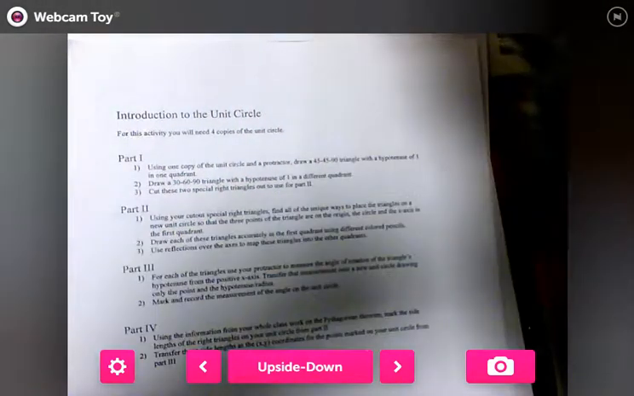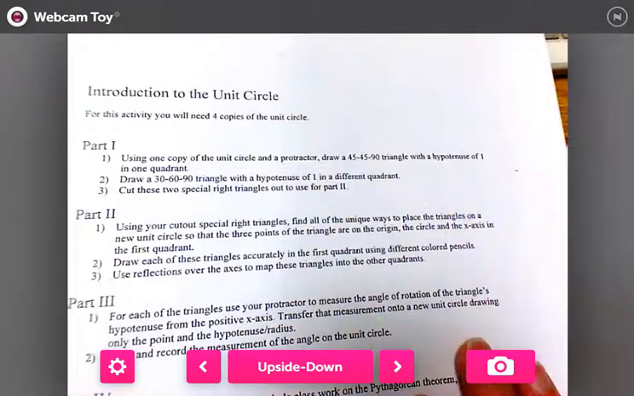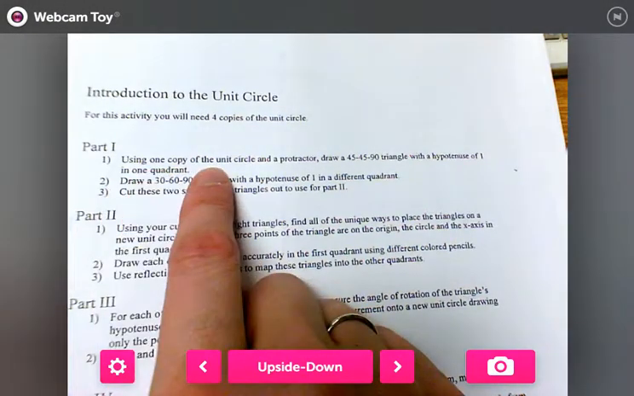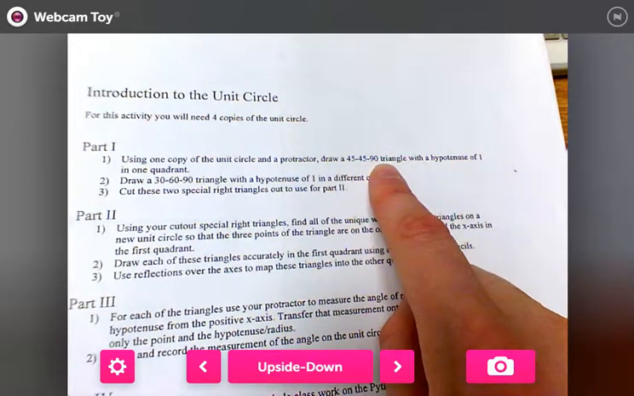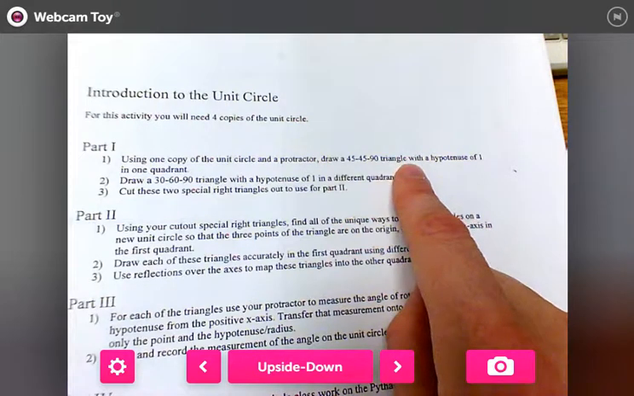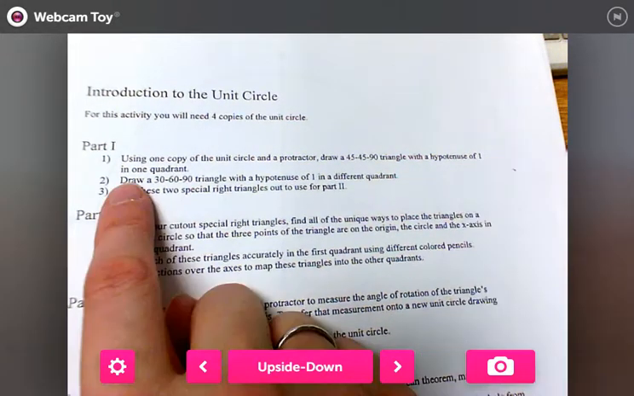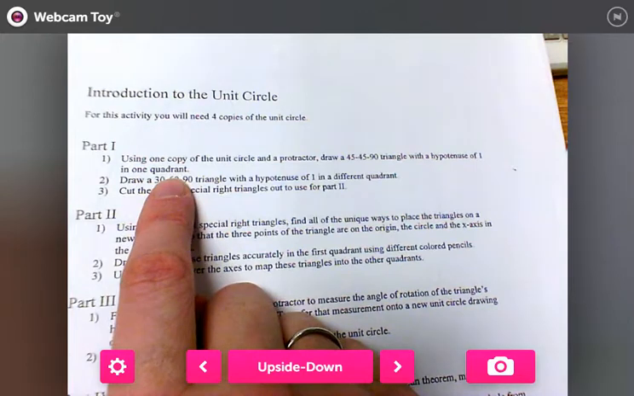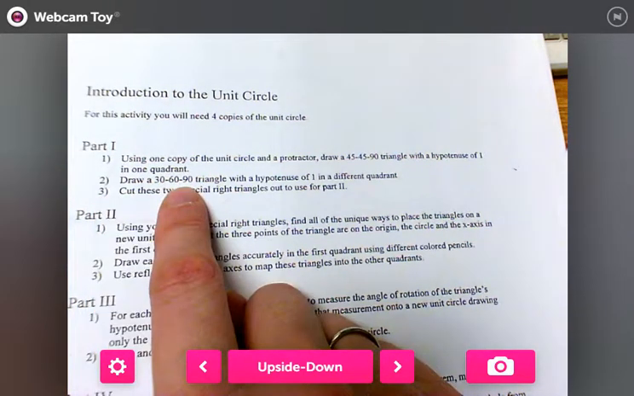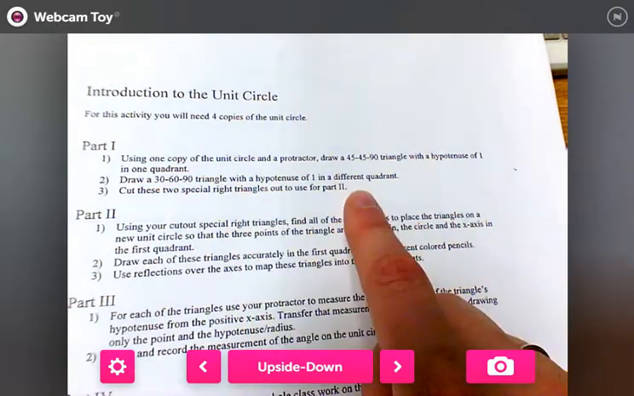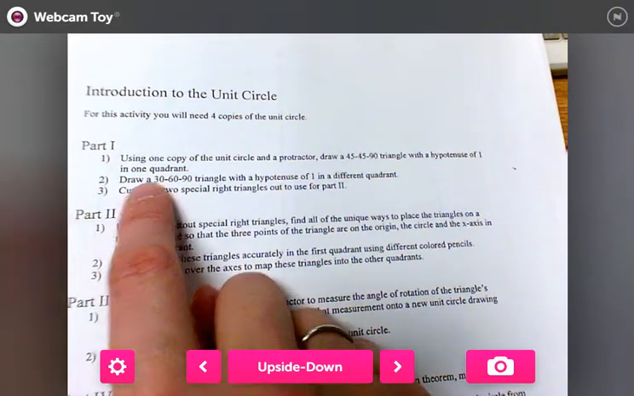Okay, so now I'm going to zoom in. We're going to read these directions. Using one copy of the unit circle and a protractor, draw a 45, 45, 90 triangle with a hypotenuse of 1 in 1 quadrant. We're going to do that together, so don't do it yet. And then we'll draw a 30, 60, 90 triangle with a hypotenuse of 1 in a different quadrant. We're going to do that tomorrow.